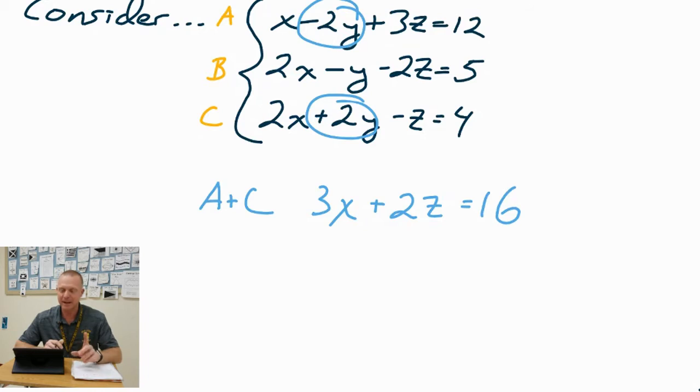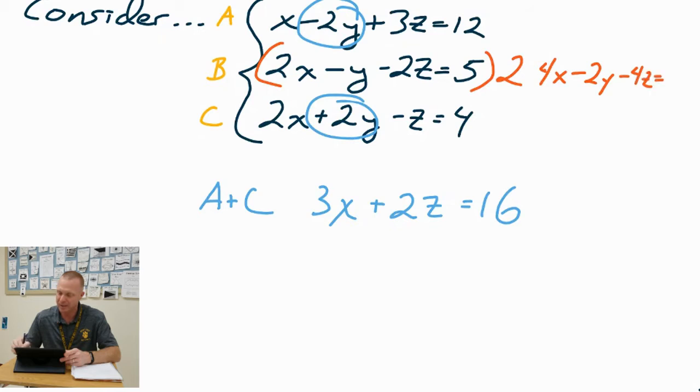All right, now that means I'm going to have to cancel y again. How am I going to cancel y again when they're not opposites? Well, I have to make them opposites. Look at my second equation, b. If I multiply it all by 2, it'll now be the opposite of equation c. I'll end up with a 4x, I'll end up with a minus 2y, and a minus 4z, and that's going to equal 10.